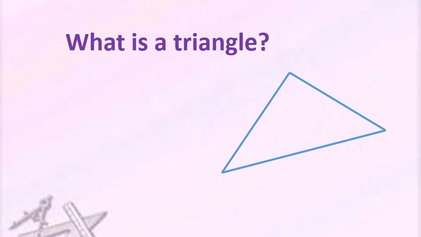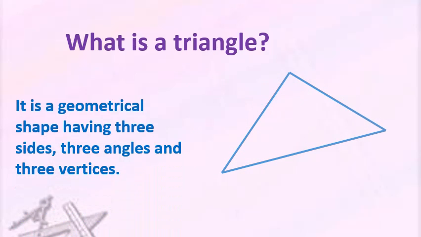What is a triangle? So this is a triangle. What's the definition of it? It is a geometrical shape having 3 sides, 3 angles, and 3 vertices. So this is a triangle having 3 sides. This is the first side, this is the second side, this is the third side, and having 3 angles. This is the first angle, this is the second angle, this is the third angle, and having 3 vertices.